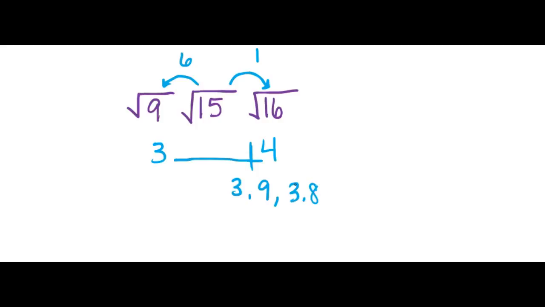So these are kind of how we guesstimate or how we estimate our non-perfect squares. And the best part is we can do this using the Pythagorean theorem. So let's look at that.